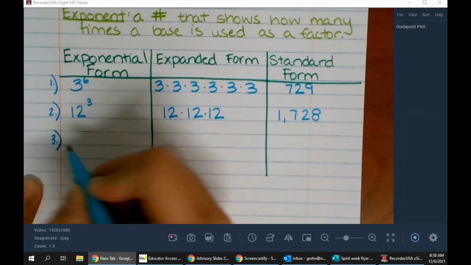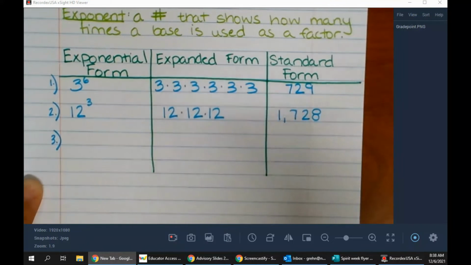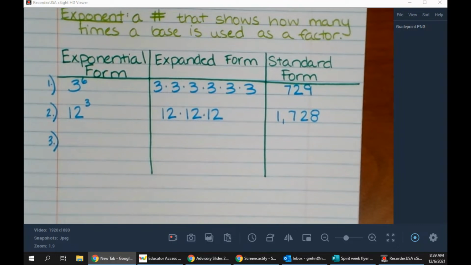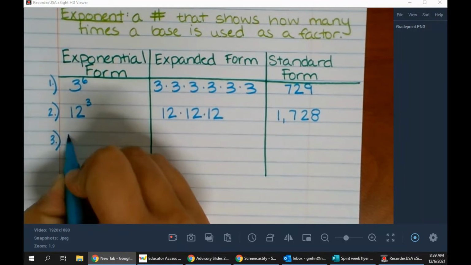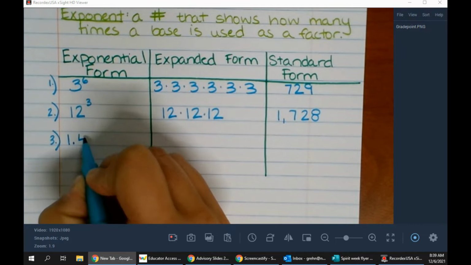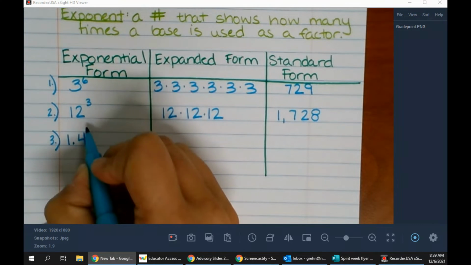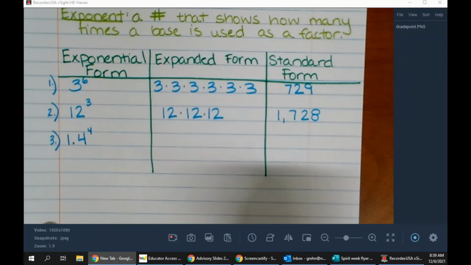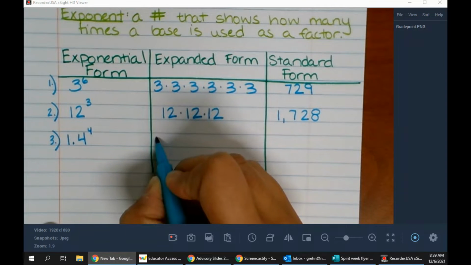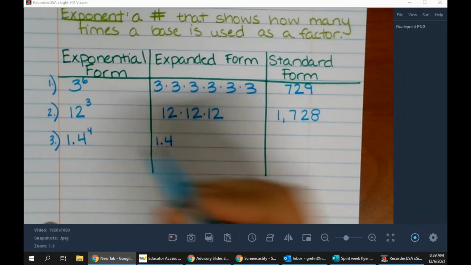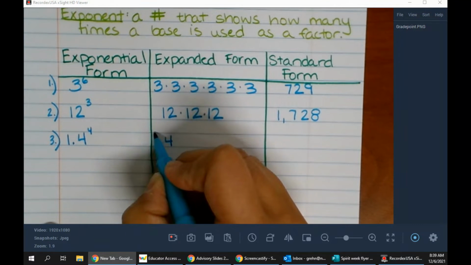Now, let's look at example 3. We don't just have to do this with whole numbers, we can also use decimals. So for this one, we're going to do 1.4, or 1 4/10, to the fourth power. So, as a multiplication problem, the exponent tells us we have to multiply 1 4/10 times itself 4 times.